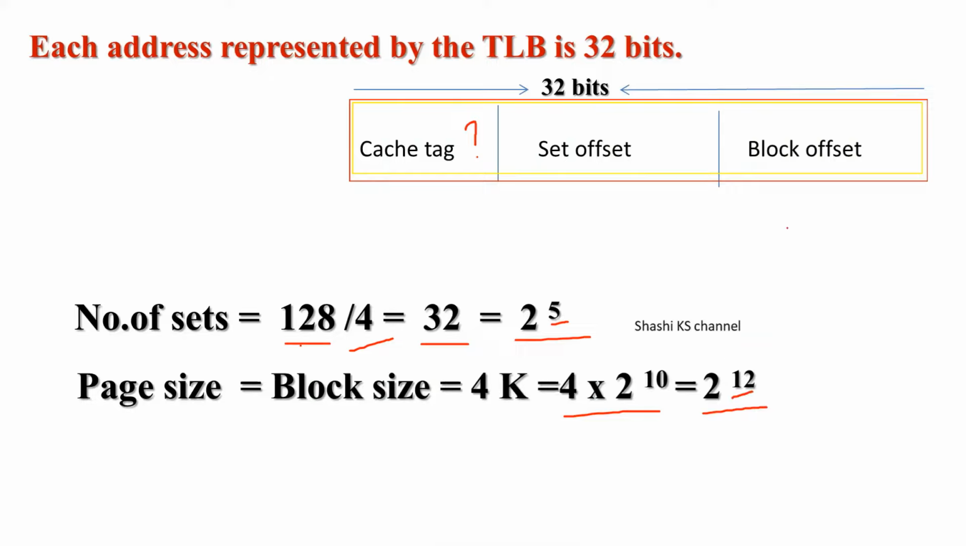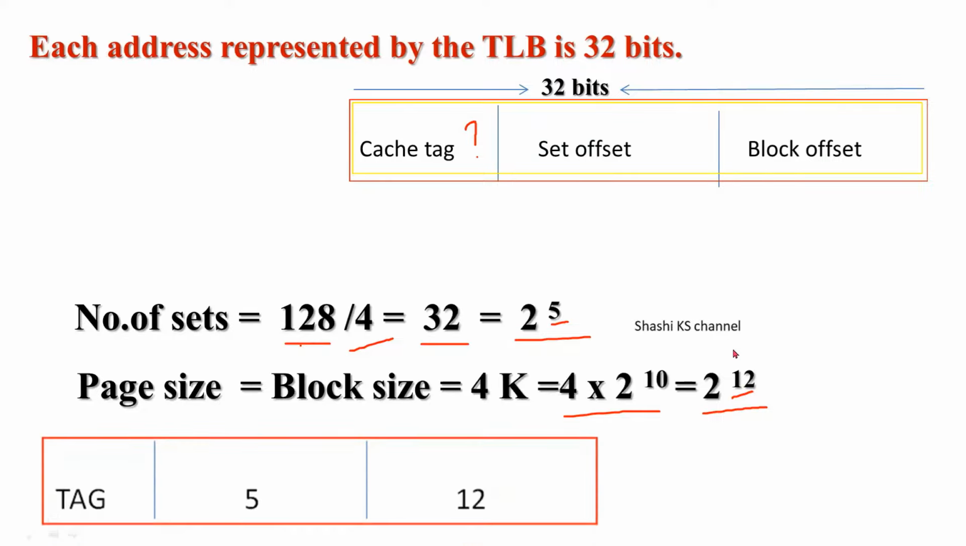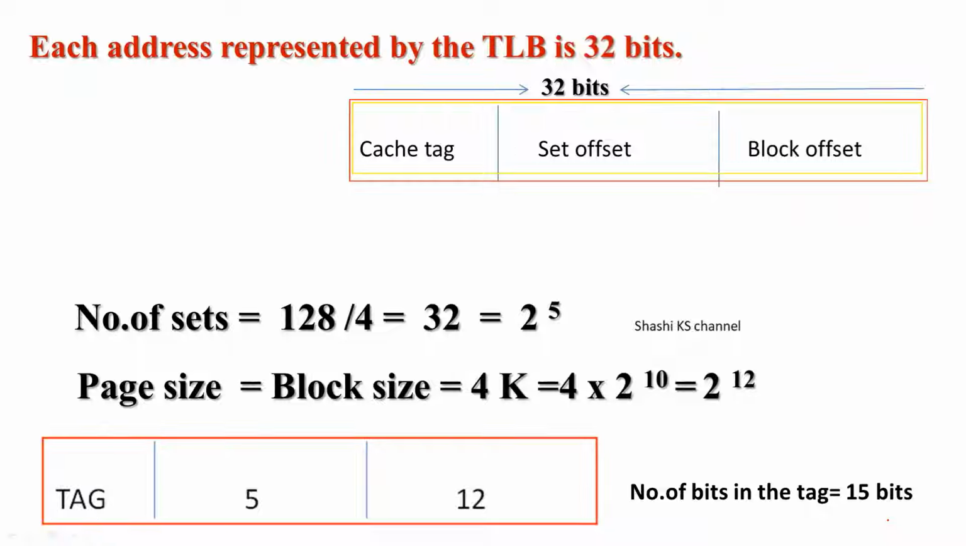Now we have found the set offset as 5 and the block offset as 12, and we know the total size is 32 bits. Totally it is 32, and 5 plus 12 is 17. So 32 minus 17 would be the number of bits in the cache tag. So the number of bits in the cache tag would be 15 bits. So the answer to this question would be 15. This was frequently asked in many of the examinations and it's a very important question.